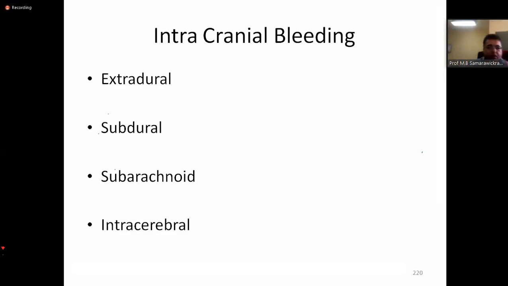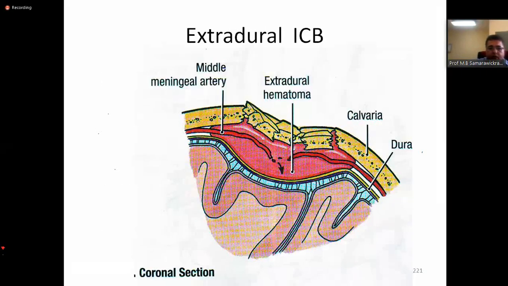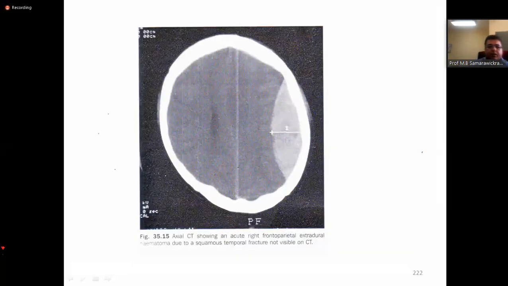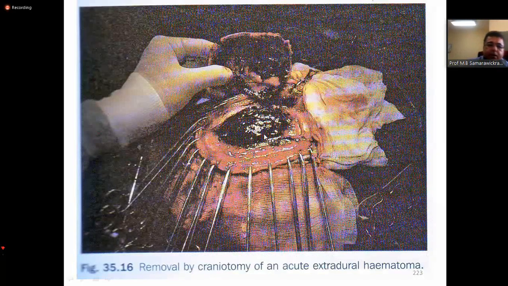So you have to know there are mainly 4 types of hemorrhages: extradural, subdural, subarachnoid, and intracerebral. What you have to know is the type of blood vessel involved in the different categories of bleeding. So this is the extradural hemorrhage, that is external to the dura. The damaged vessels are the meningeal vessels, either the meningeal artery or meningeal vein. The CT scan shows the extradural hemorrhage, and this is the surgery. You can see the blood clot, right? The skull is opened to remove the blood clot.